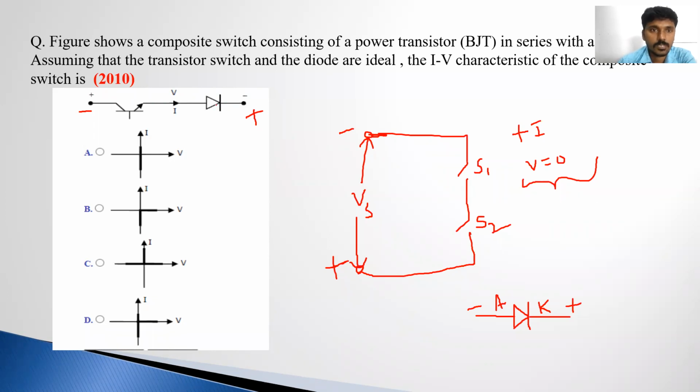Clear? If this diode is not going to conduct, can current flow through this circuit? It is an open circuit now. If the diode is open, the total circuit is open, so no current is flowing through the circuit. Means in the second case, I is equal to 0, and reverse voltage is present across the switch. Means V is equal to minus Vs. Clear?